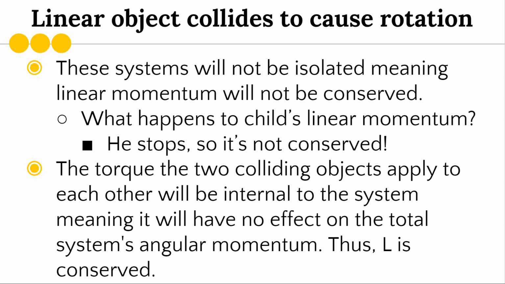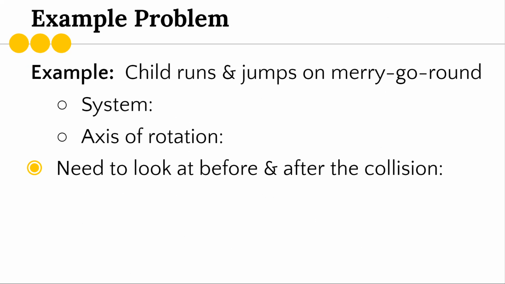The torque of the two colliding objects, or the torque that they apply to each other, will be internal to the system. Again, if we define our system as the child-merry-go-round system, then the torque is internal to that system, meaning it will have no effect on the system's total angular momentum. And so depending on how we define our system, if we want to use conservation of angular momentum, we would want to include both the child and the merry-go-round in that system so that we can use that idea of conservation of angular momentum. And we can do that. So let's go ahead and do that now.